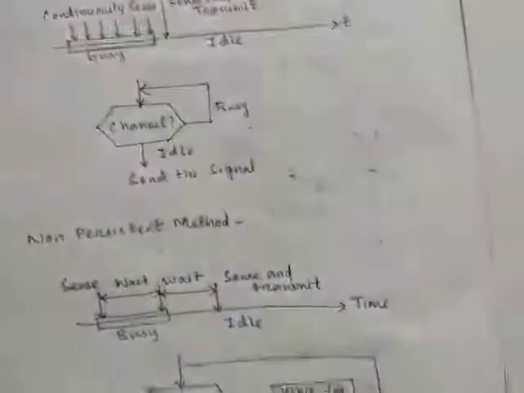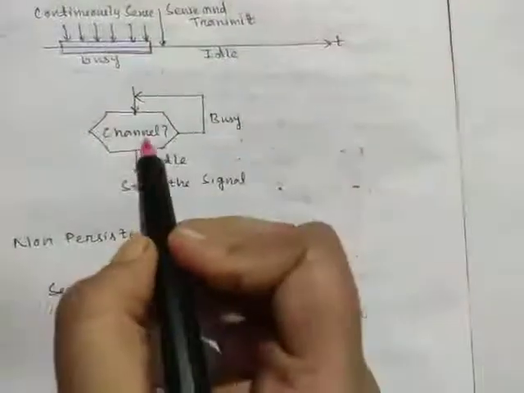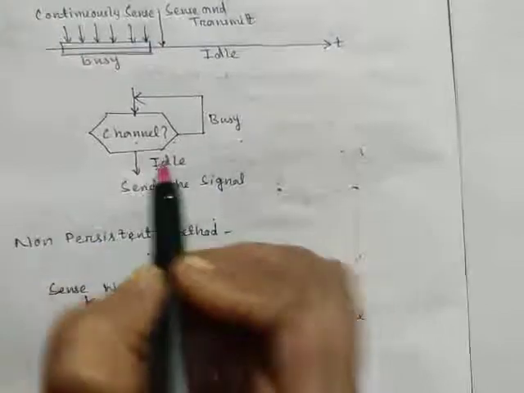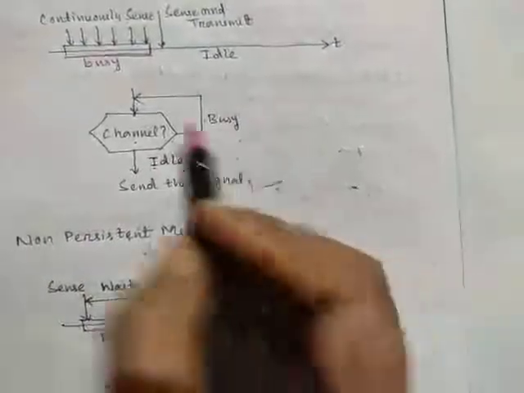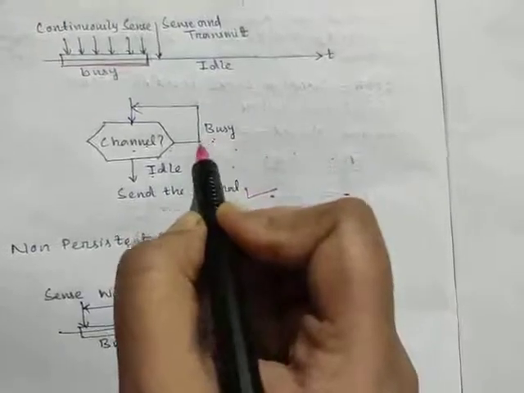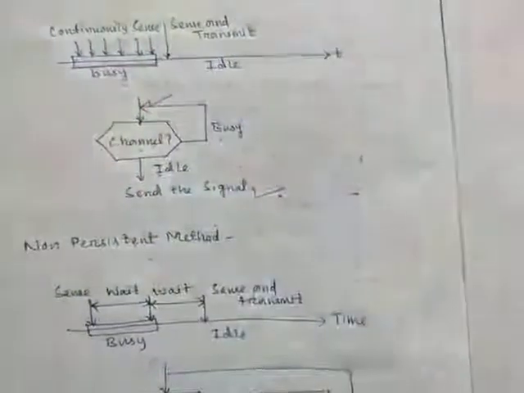Here is the logic diagram. If the station senses the channel and the channel is idle, then it sends the signal. If the channel is busy, then again it repeats the process.